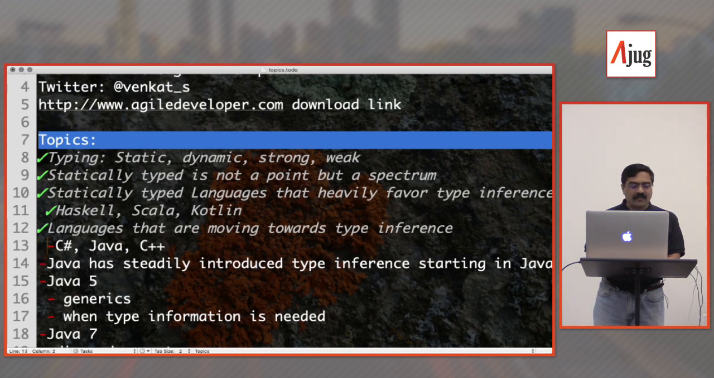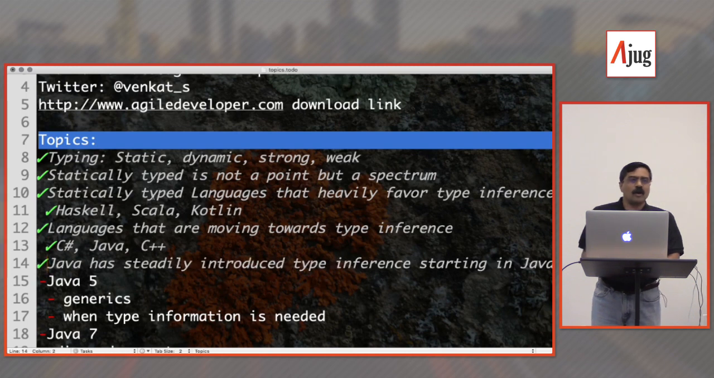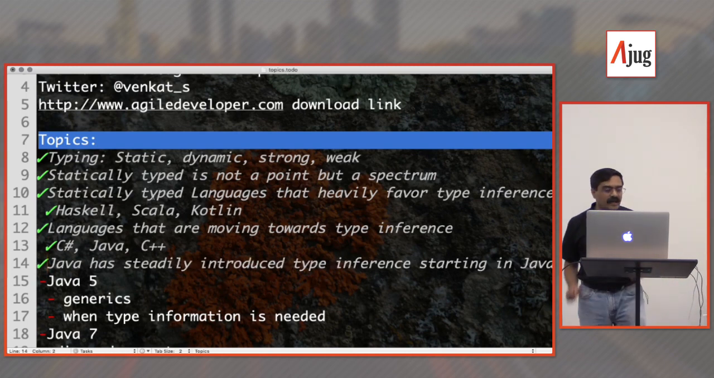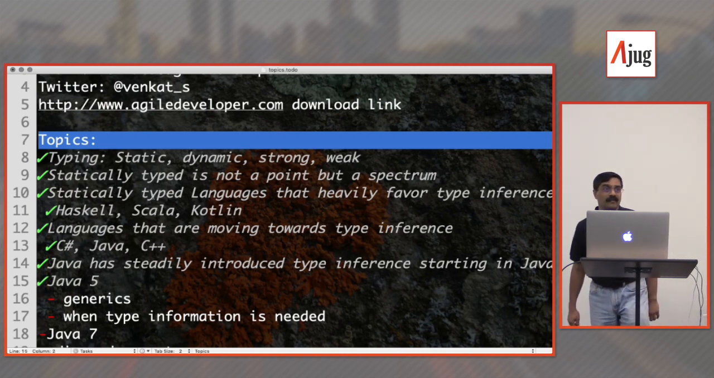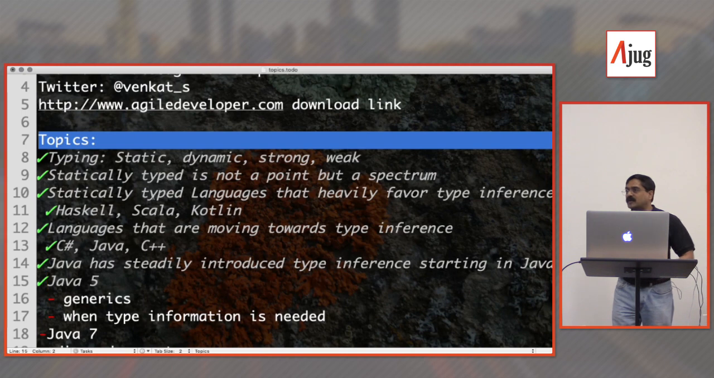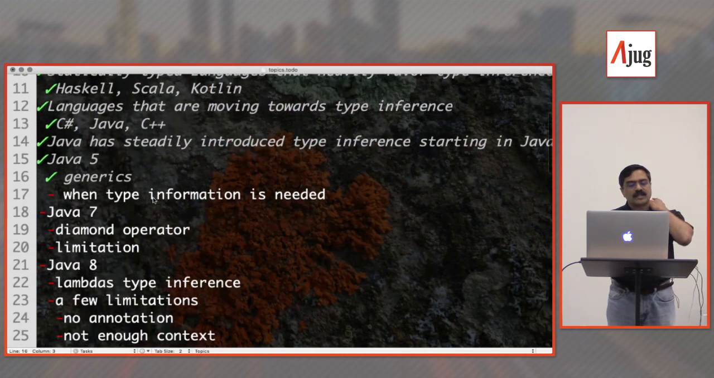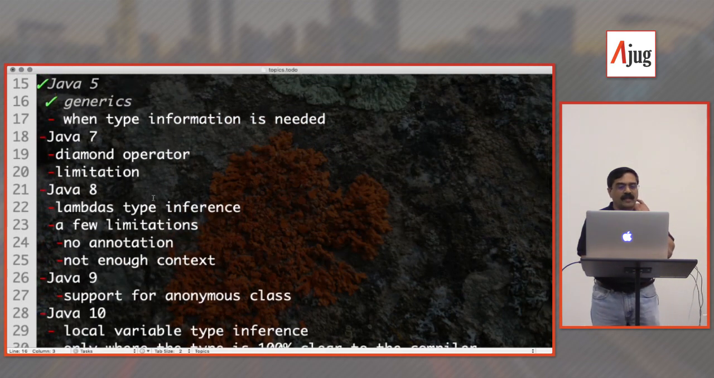But Java itself has been steadily moving towards type inference for quite a long time, actually. This started back in Java 5 with generics. And we know that generics are giving us the ability to write code that can work with multiple types. But what about type information when it comes to generics? And that's been around for quite a long time. So let's take a look at an example of how that actually pans out.